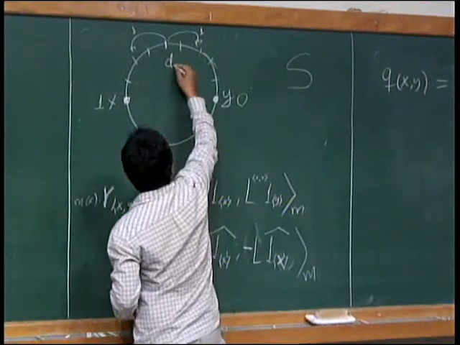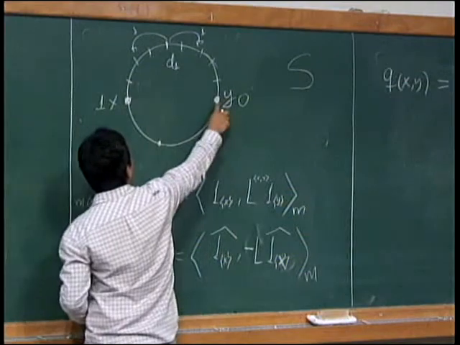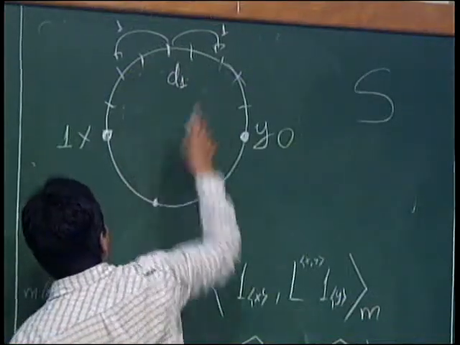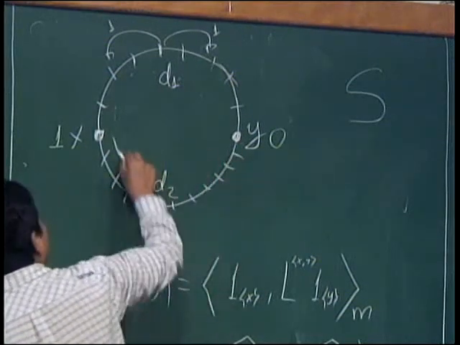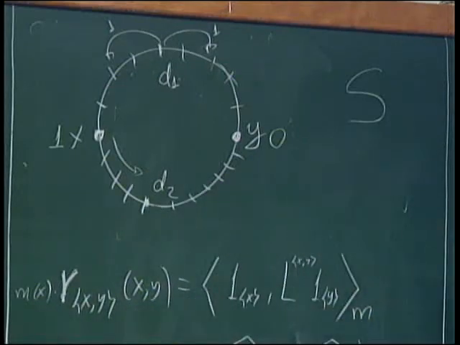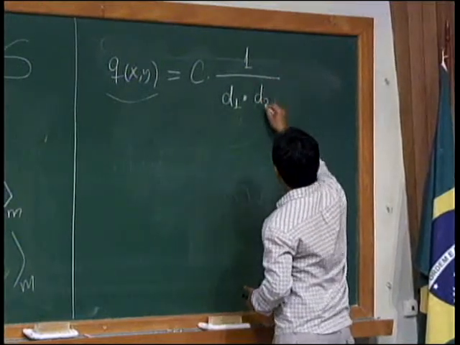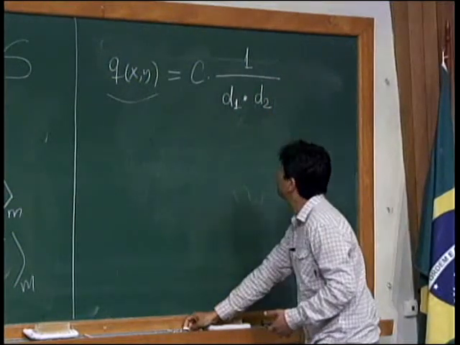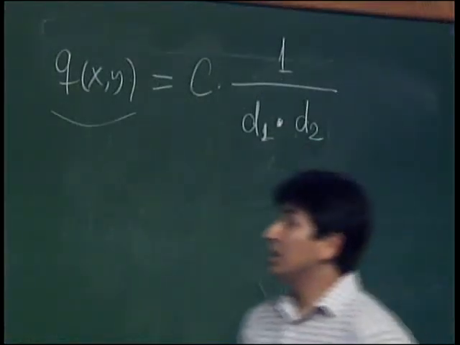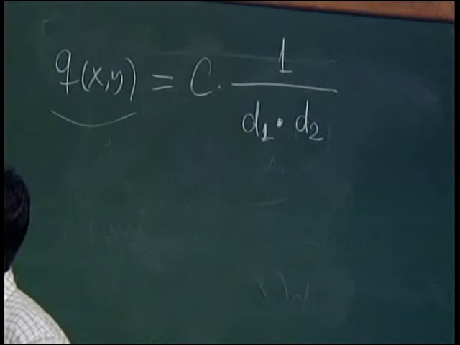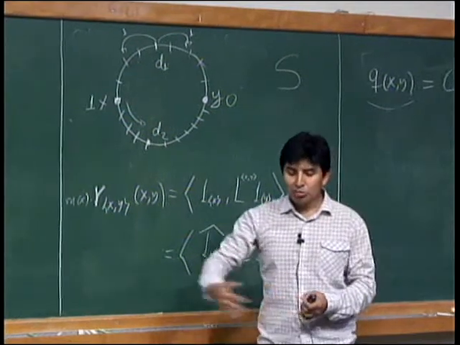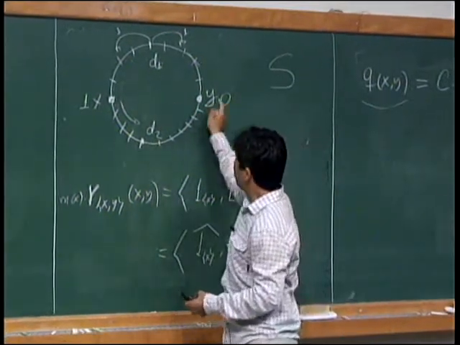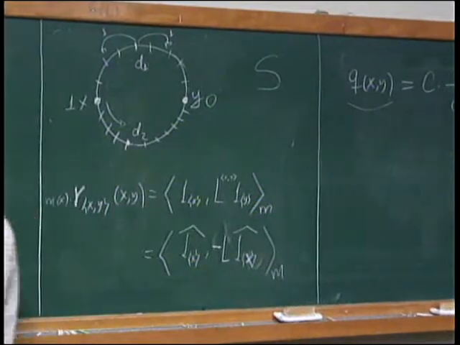Let me call d1 the distance between x and y if you are going this way. And let me call d2 the distance between x and y if you go in this way. So this number will be exactly 1 over distance 1 times distance 2. So now you see that the rate of jumping from x to y is always positive, but it's small when the other point is far away. That is very natural.